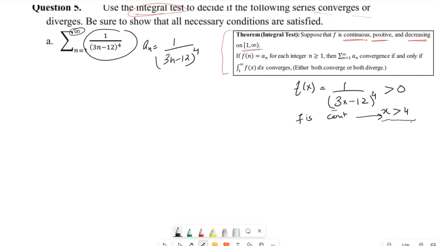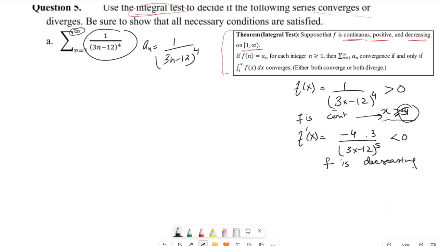Okay. So basically we have to start from 4 onwards. So basically we need to start from 5. Okay. For the function to be decreasing, if we find f prime of x, that would be negative 4 by (3x minus 12) to the power 5 times 3. So that is clearly a negative number. So therefore f is a decreasing function. So we have checked all three conditions.